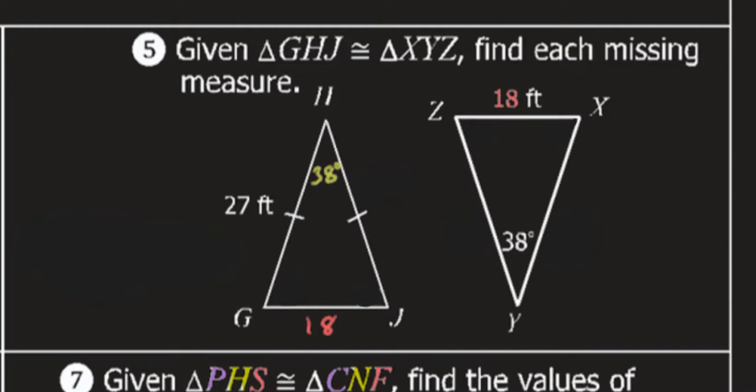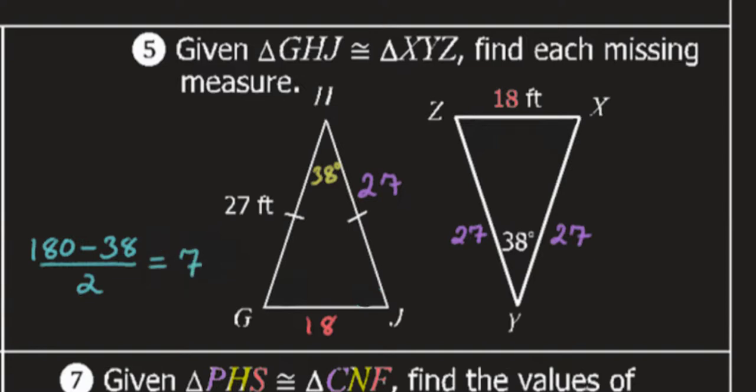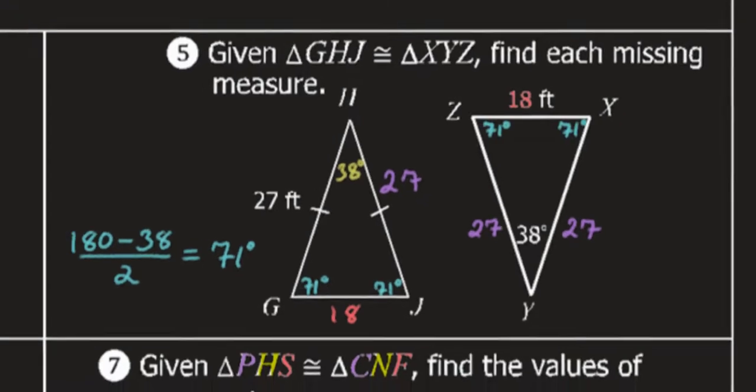Because of the congruency marks, we know that this is an isosceles triangle, so this is also 27. And because the triangles are congruent, these sides are also 27. Because this is an isosceles triangle, angle G is congruent to angle J. So using the triangle sum theorem, 180 minus 38 divided by 2 equals 71. So all of the remaining angles are 71 degrees.